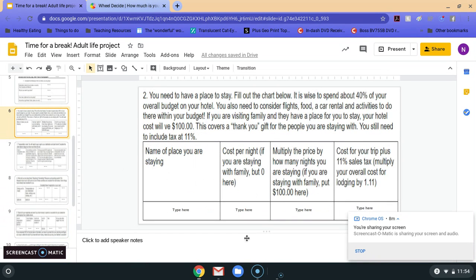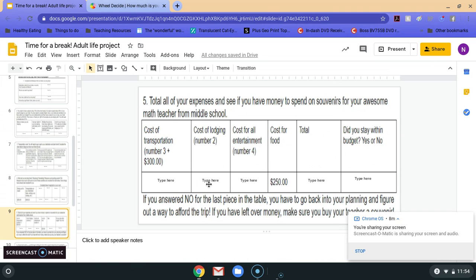So that's this page right here. If you were staying at a family member's house, you would put $111 here. If you were staying at a hotel, you would put how much the hotel costs. So cost for all of your entertainment, number 4.